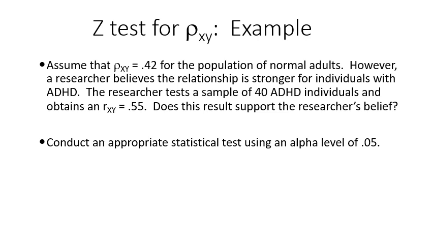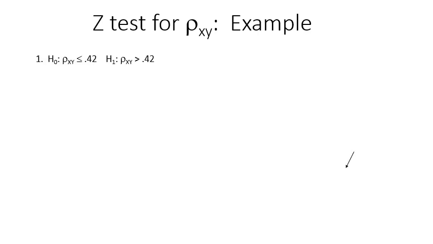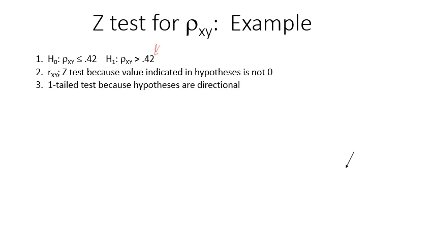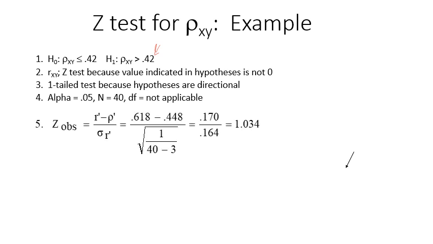So the researcher found 0.55. So our hypotheses are that the correlation is greater than 0.42 because the researcher thinks that the correlation is greater for those with ADHD. In this case, we are doing a z-test because our hypothesized value here is different than 0. This is directional. Alpha is 0.05, n is 40, and degrees of freedom is not applicable when we do z-tests.